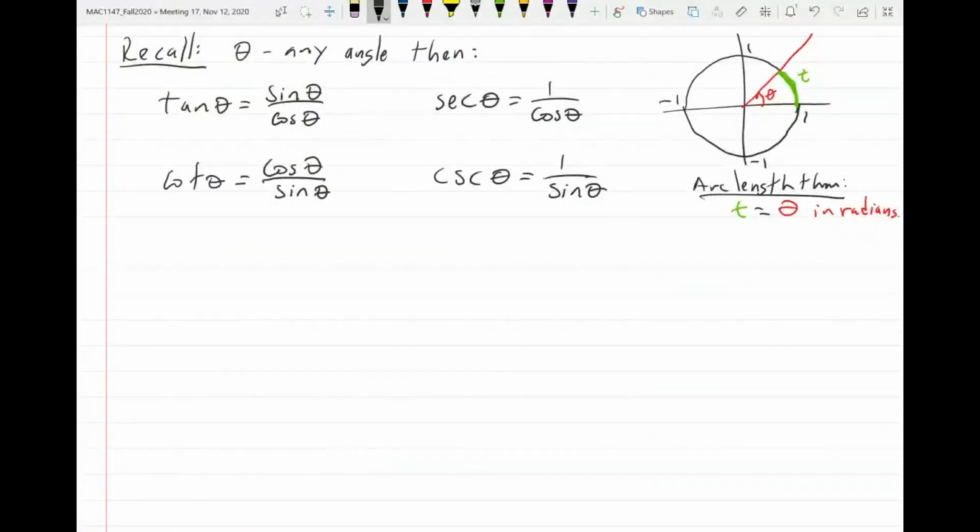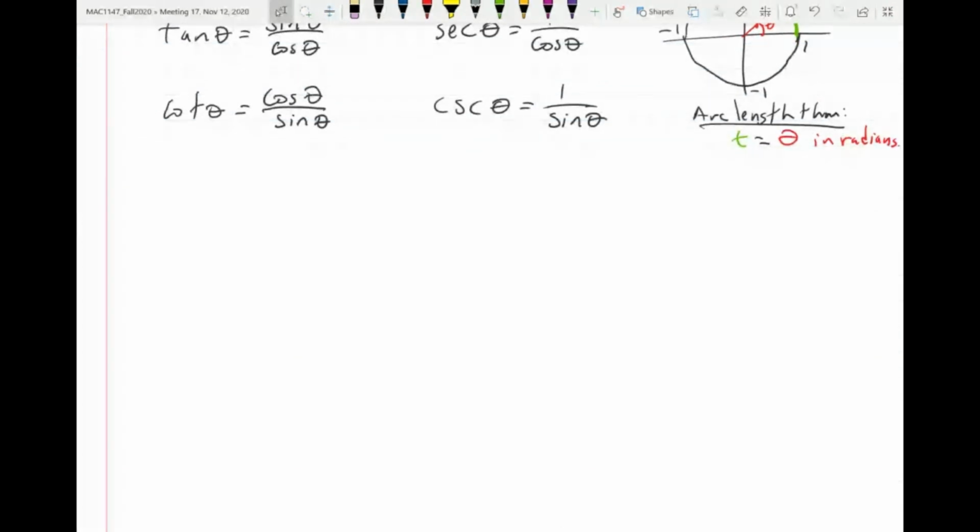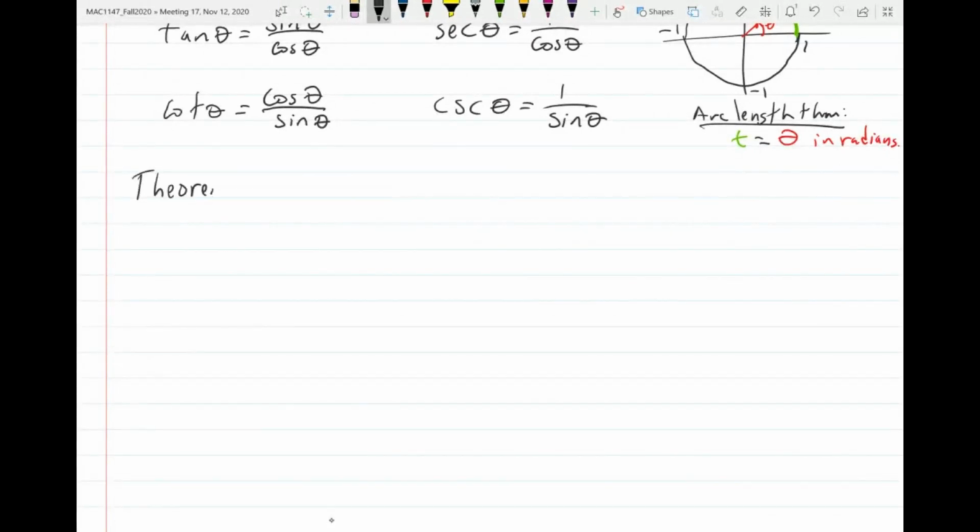All right, so the next thing is what's the relationship between the value of these functions at an angle and at the reference angle, and the result is exactly the same as the one that we had for sine and cosine. So let me write that theorem. Theorem: let's suppose that we have any angle, so let theta be an angle, and suppose that alpha is its reference angle.